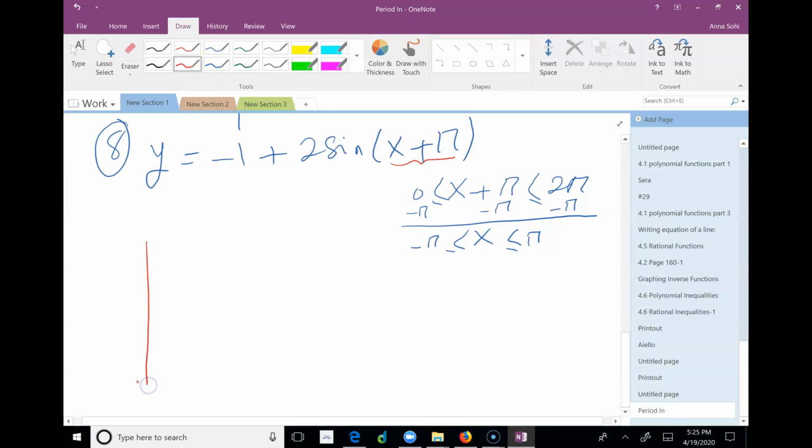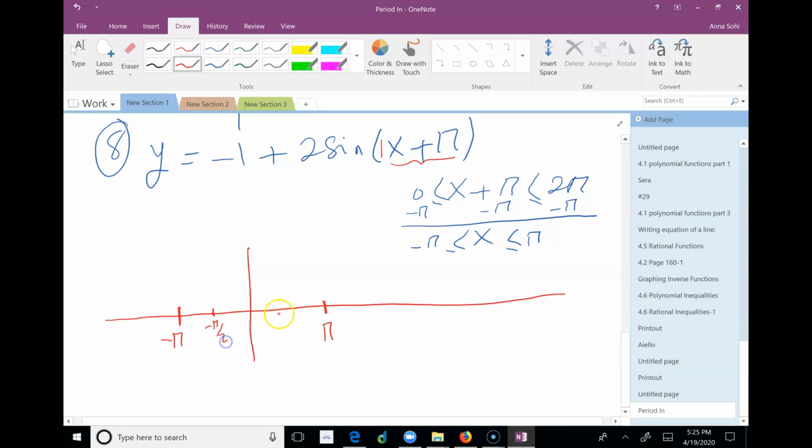Once you start graphing for 1 period, you can go between -pi all the way to pi. The period of this one is 2 pi, as you see, nothing is multiplied by x. Half of that is -pi over 2, half of that is pi over 2. Then you have -1 to +1. Once you want to graph it for 1 period, remember that the amplitude is 2. So I'm going to go to 2, and then I'm going to go to -2.